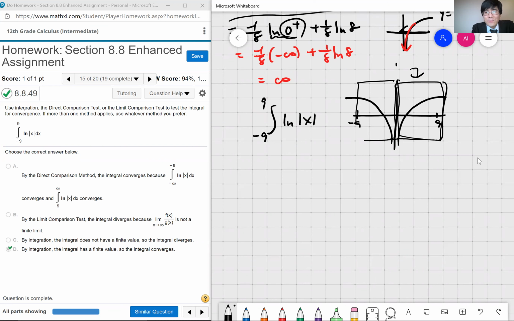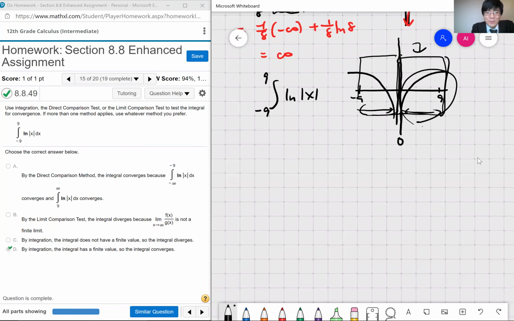This function is not defined at x equal to 0, so it's natural to split this one into negative 9 through 0 and 0 through 9. However, we just need to evaluate the right-hand side to see whether it's convergent or divergent. So let's consider the integral from 0 through 9 of ln of absolute value of x, and times 2. I mean, hoping this converges.